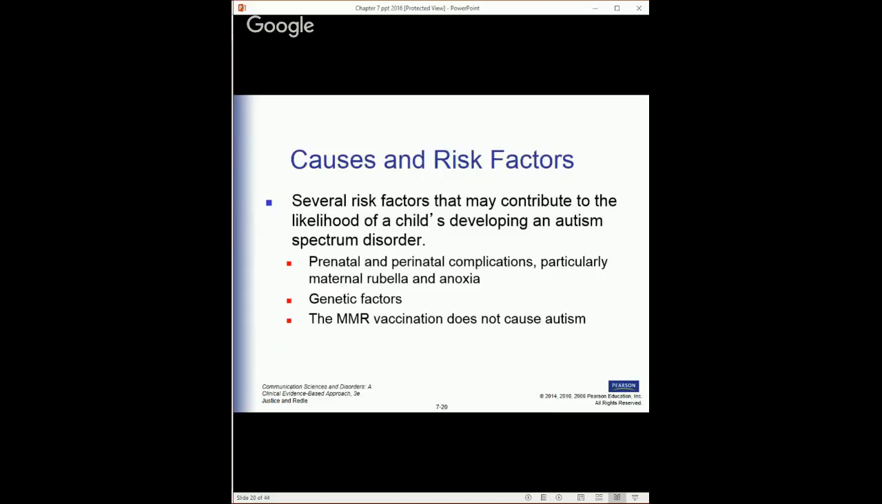Causes and risk factors. Several risk factors that may contribute to the likelihood of a child's developing an autism spectrum disorder are prenatal and perinatal complications, particularly maternal rubella and anoxia, and genetic factors. And it's important to point out that the MMR vaccination does not cause autism, contrary to reports that were put out several years ago stating that vaccinations were believed to be contributing to children being diagnosed with autism.